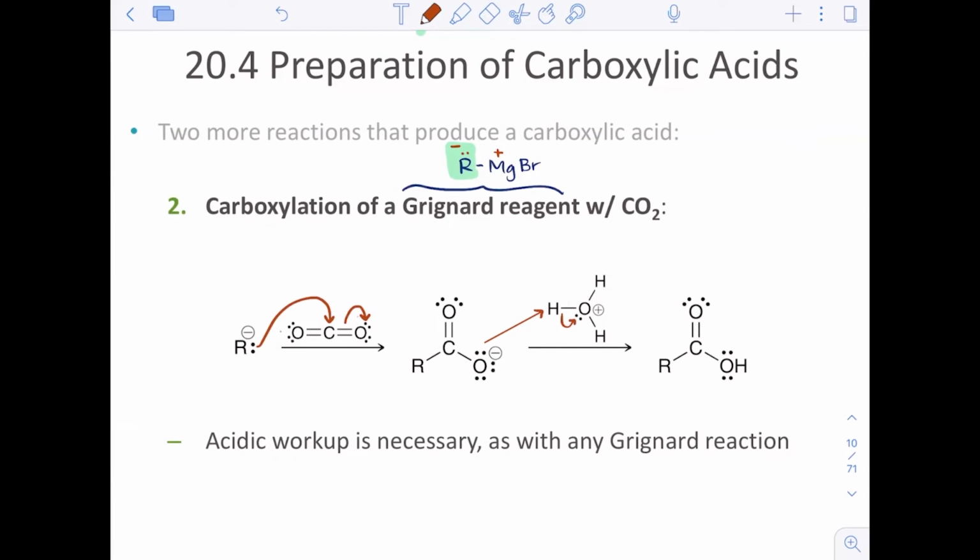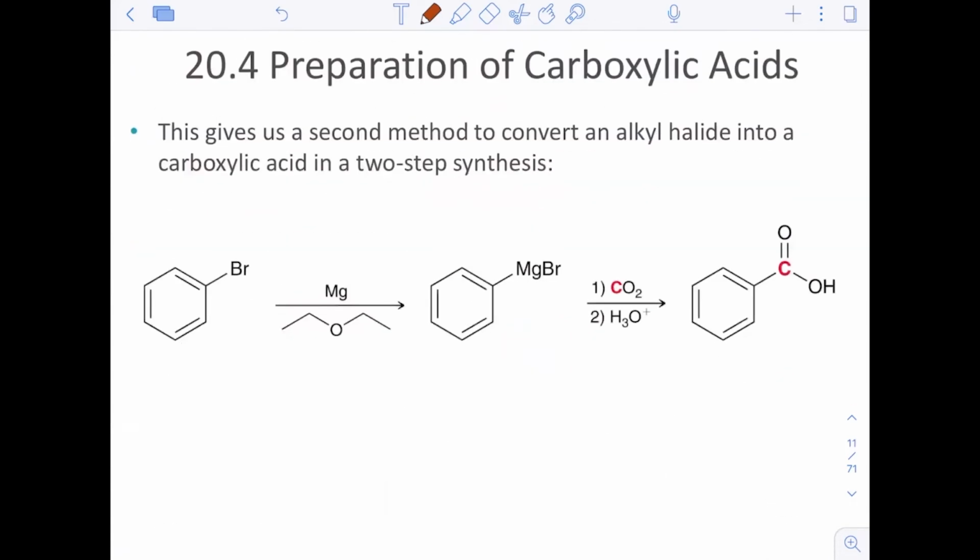Notice that this would be step 1. This is step 2. All right, so the acid workup is a subsequent step, and it is necessary. I'll show you an example in just a second. It is necessary as with any Grignard reagent to make sure that we wash the solution. So this gives us a second method to convert an alkyl halide into a carboxylic acid in a 2-step synthesis. First one, using the nitrile and hydrolysis. Second one, prepare a Grignard and then react it with carbon dioxide and H3O+. All right.